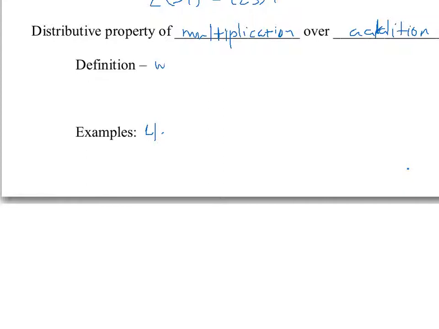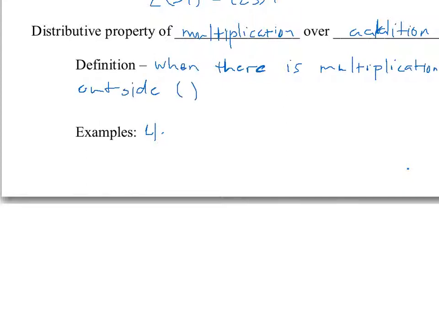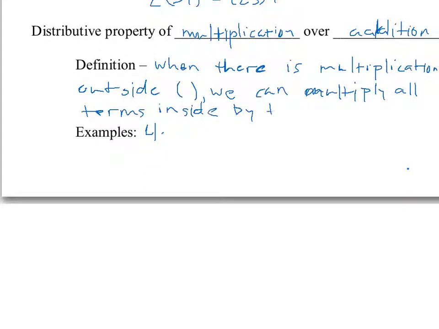So he's saying when there is multiplication outside parentheses, we can multiply all terms inside by the outside number.